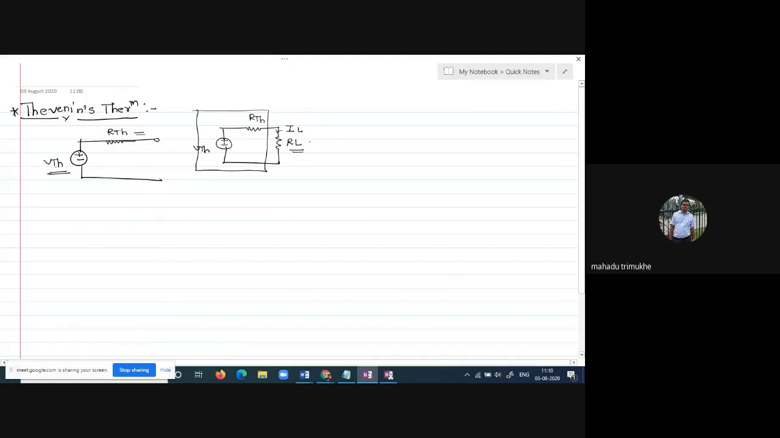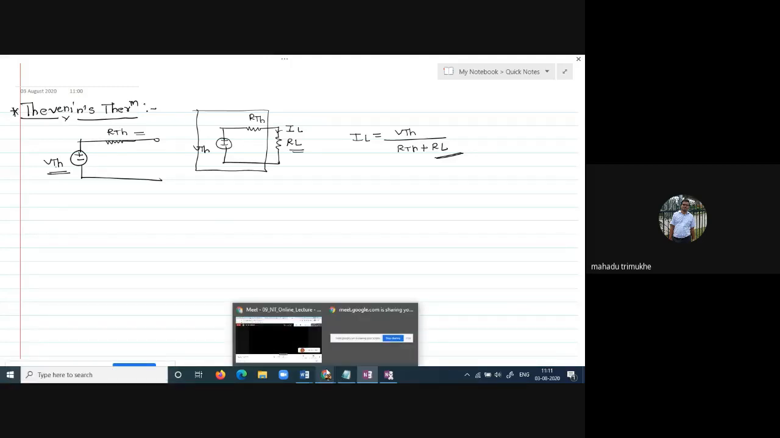How to find the current flowing through RL? The current IL flowing through the load resistor is nothing but the voltage VTH divided by the total sum of resistance, that is, RTH plus RL. That way you can easily find the current flowing through a load resistor RL.